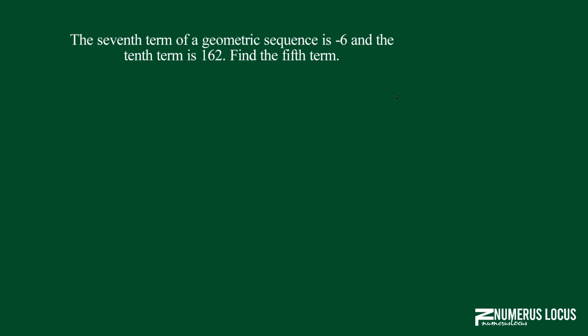Example number 4. The seventh term of a geometric sequence is -6 and the 10th term is 162. We're going to find the fifth term. So what we know: the seventh term, a sub 7, equals -6, and the 10th term, a sub 10, equals 162. We are looking for a sub 5. What is a sub 5?